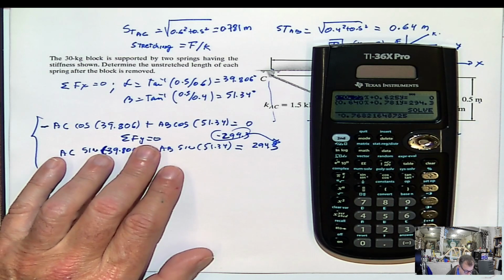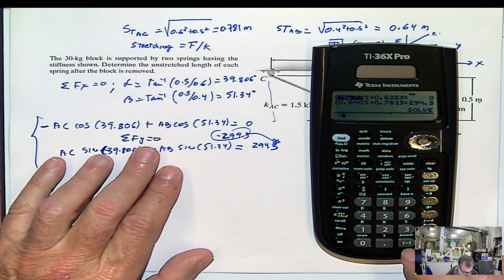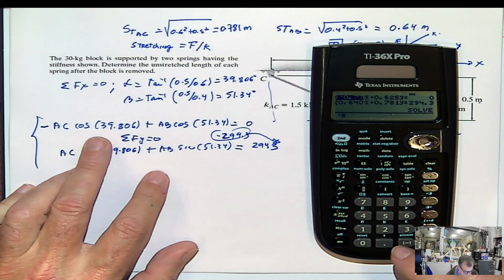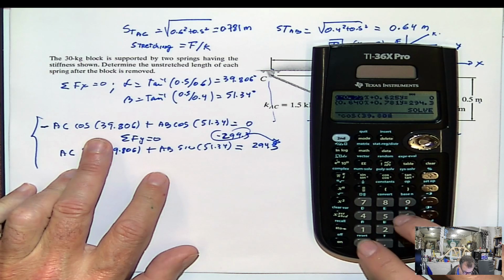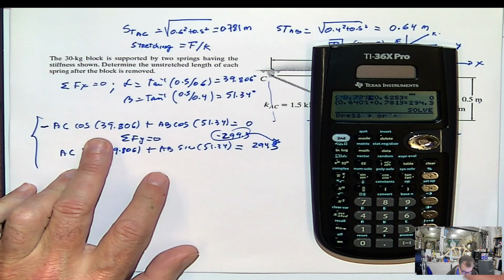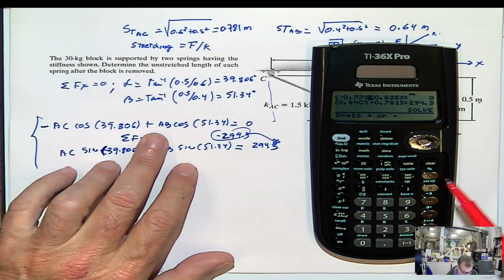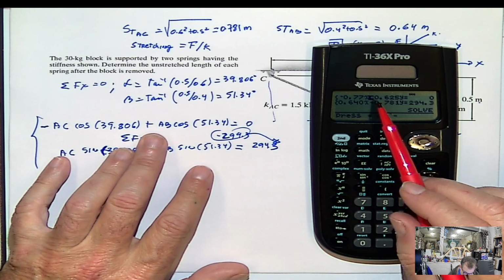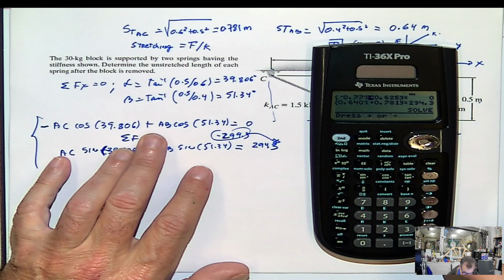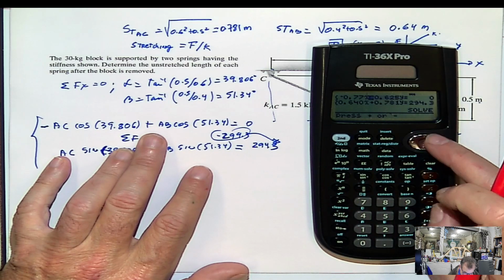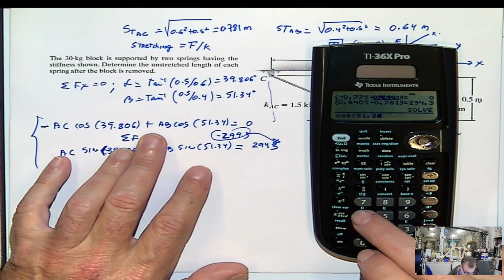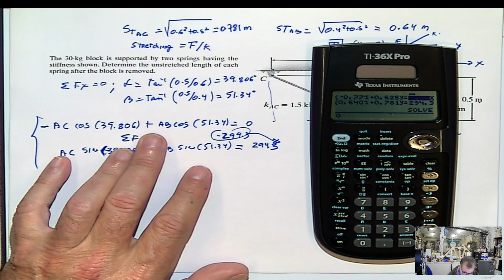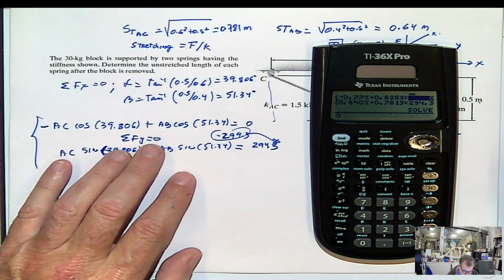Let me check this again. Minus cosine of 39.806, 0.77. Now this is plus. We landed in the plus. We have to move. Either you hit enter, you hit plus, or you move. This is going to be cosine 51.34. That's the value that you get over there.